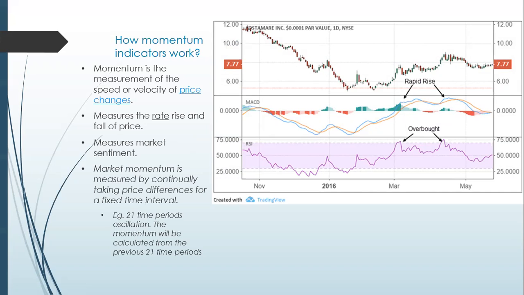So, market momentum is measured by continually taking price differences from a fixed time interval. Just for example, if you have a 21 time period interval, let's say we're using a candlestick graph, it would measure the last 21 candles and find the average price, and with that average price, you'll have your actual average momentum.